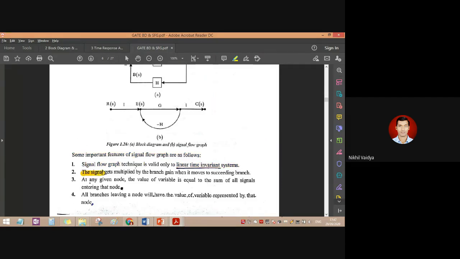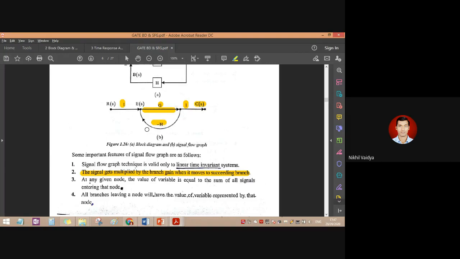The signal gets multiplied by the branch gain when it moves to the succeeding branch. Yes, the signal gets multiplied by the branch gain. Now this is a signal which is shown with the arrow. When it moves further, when we are writing the value of C of S, whatever is written above this branch is called the branch gain.